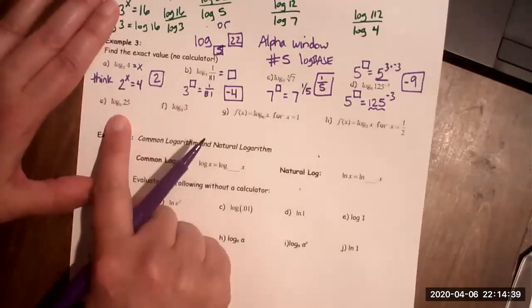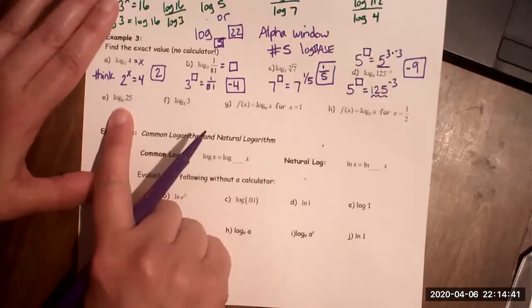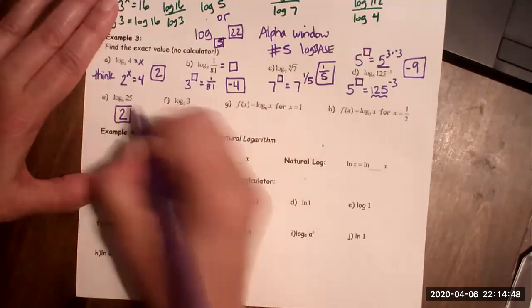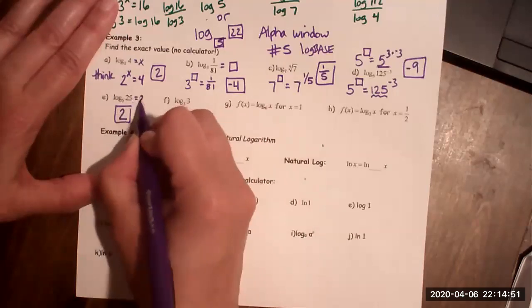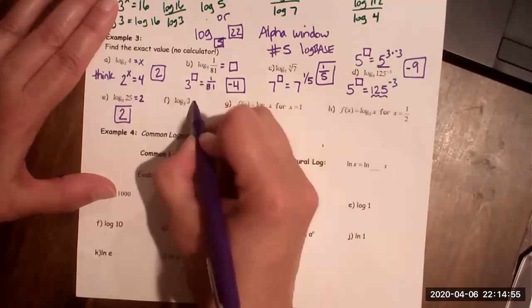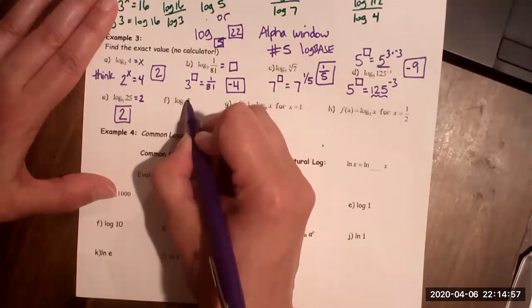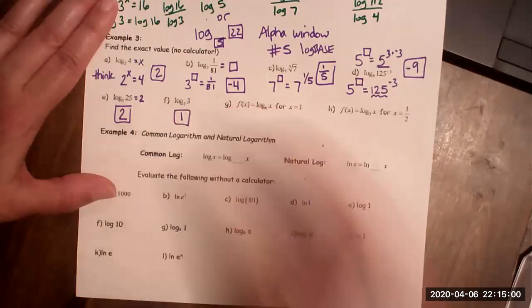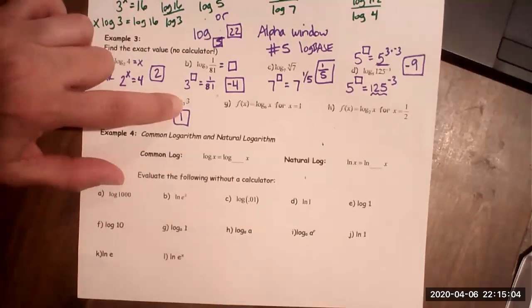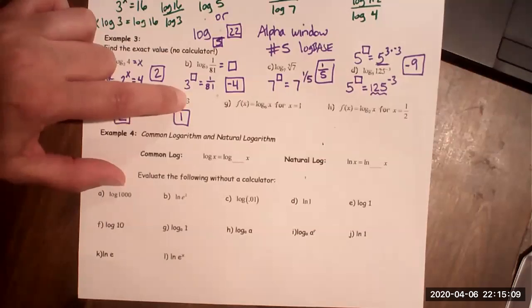Okay. This one you should be able to do in your head. You're thinking 5 to the what power equals 25. So my answer is 2 because 5 squared equals 25. 3 to the what power equals 3? 1. So anytime you see a log problem and you have just the base and the whole number, you're looking for the exponent to put on that base to give you the answer.